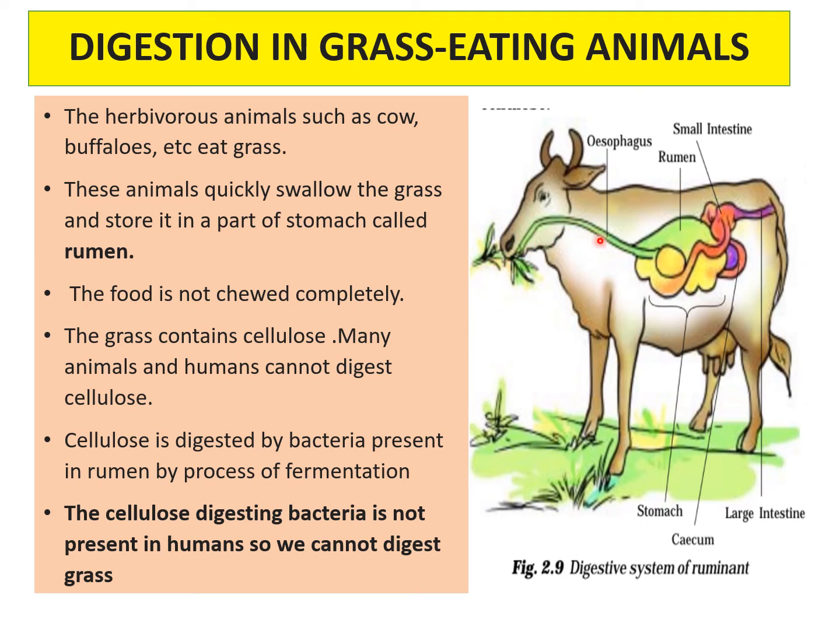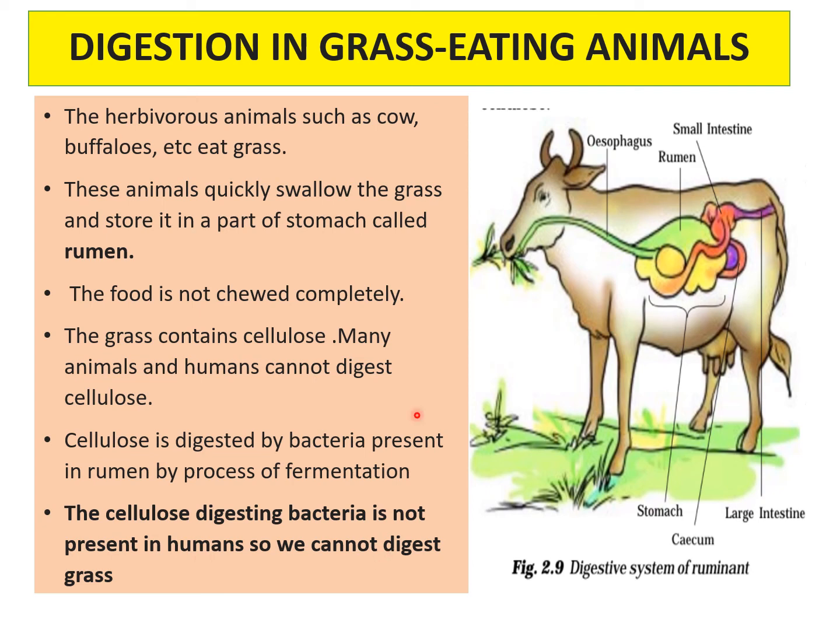They first swallow, right? They don't chew. They swallow the grass and they store it inside the rumen. The food is not chewed completely, right? Grass contains cellulose, and many animals and humans can't digest cellulose. Then, who digests cellulose? Cellulose is digested by bacteria by the process of fermentation. So that's why students, we can't digest grass, because in humans cellulose digesting bacteria is absent.